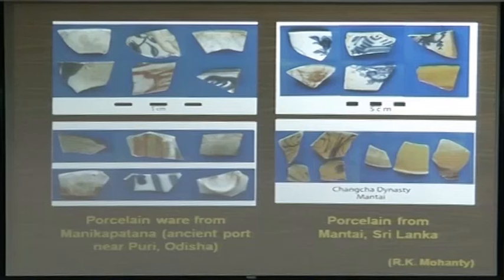There's a lot of evidence of this trade back home in India. For example, this typical Chinese porcelain, with the white glazing and blue motifs, is found in many parts of India. This one on the left is from Orissa, from ancient Manikapatna, an ancient port very close to Puri. On the right, you can find more or less the same kind of pottery from Sri Lanka. Of course, archaeologists and porcelain experts will give you all kinds of styles according to the particular Chinese dynasty that produced them.